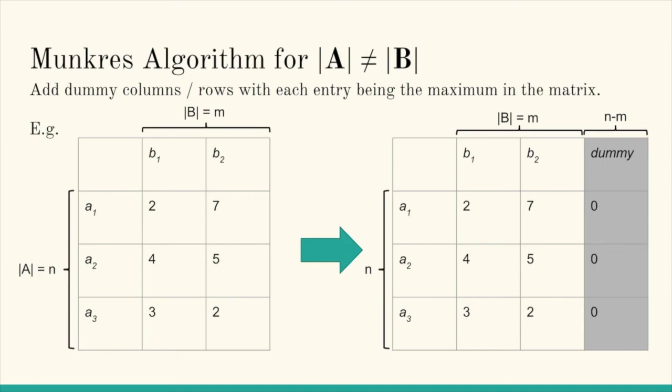The same idea can be applied to the case where there are more elements in B than A. Constructing n-m columns takes O(n^2) time in the worst case scenario. Thus, running Munkres on a non-square matrix has the same time complexity as our original minimizing algorithm.